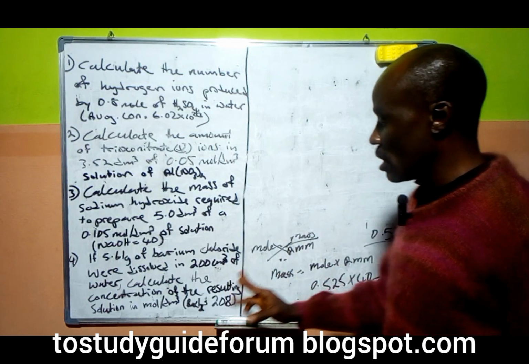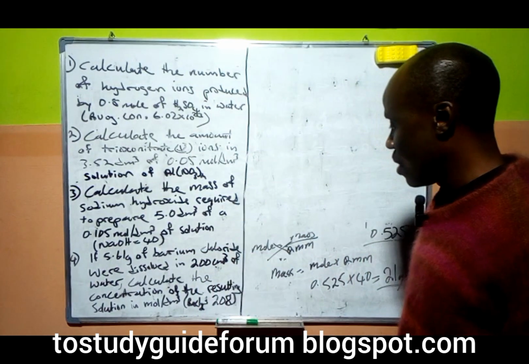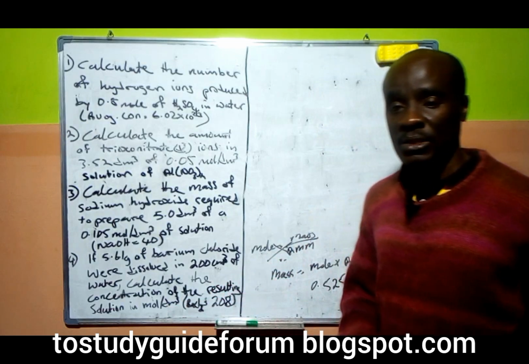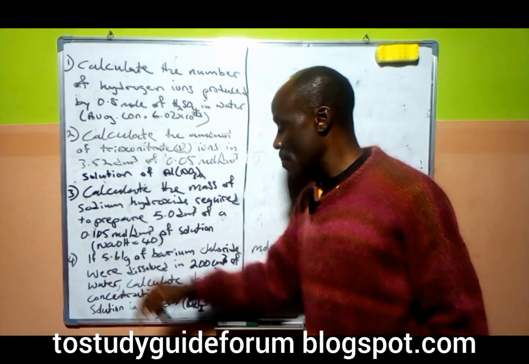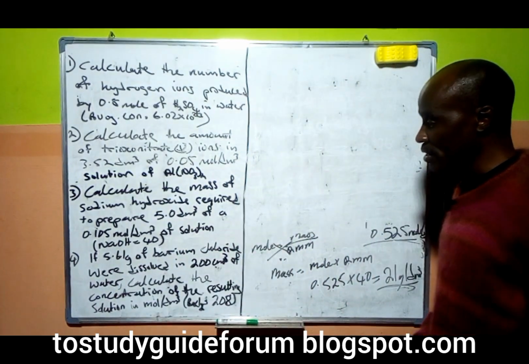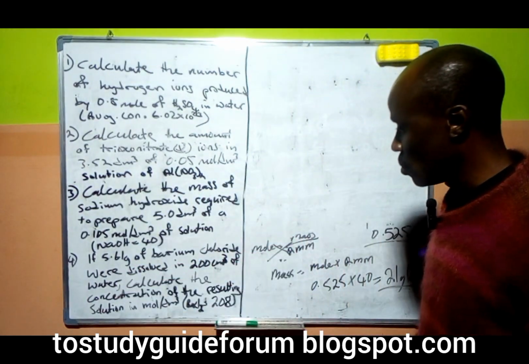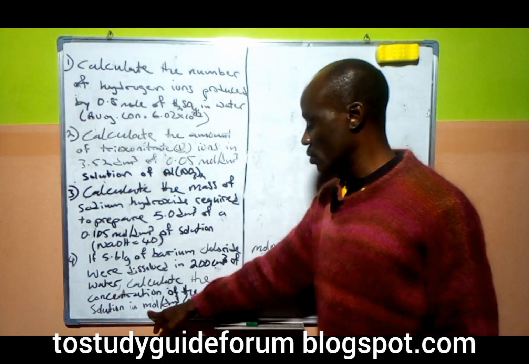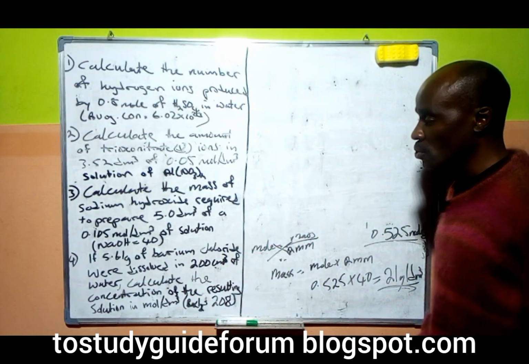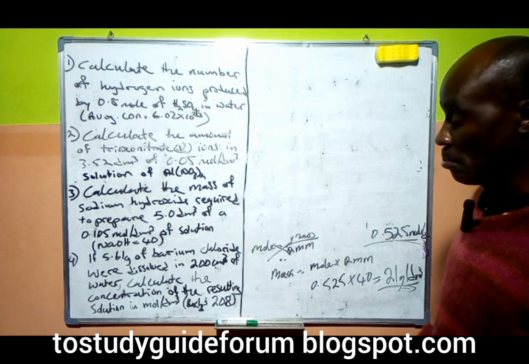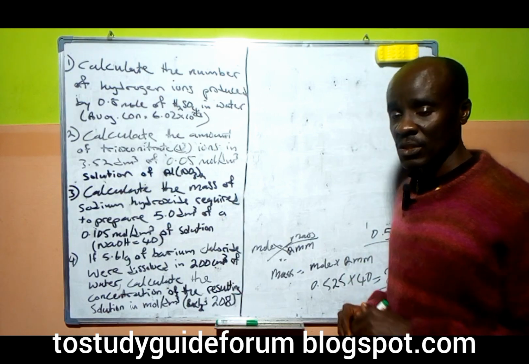Now, the barium chloride is dissolved in 200 cm cube. And we are looking for what will be in 1 dm cube. That is mole per dm cube. This is a question of moving from gram, from mass, to moles. We need to know what you have in moles. There are two ways we can do this, but I am going to solve it based on the simplest and the fastest way.